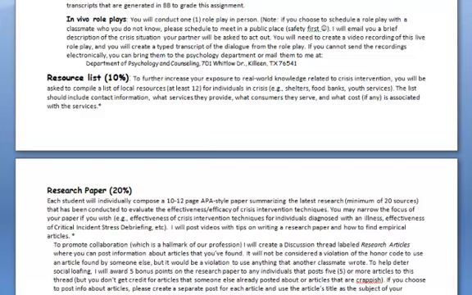You can see basic information that you're going to be asked to include: contact information, what services they provide, what consumers they serve, and if there's any cost associated with those services.